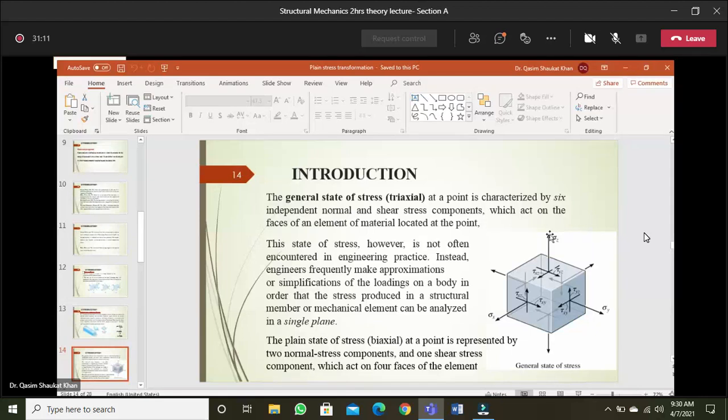Now, the next thing is the shear stresses. If you see, on each face there are two shear stresses acting. Now we have to first designate those stresses.